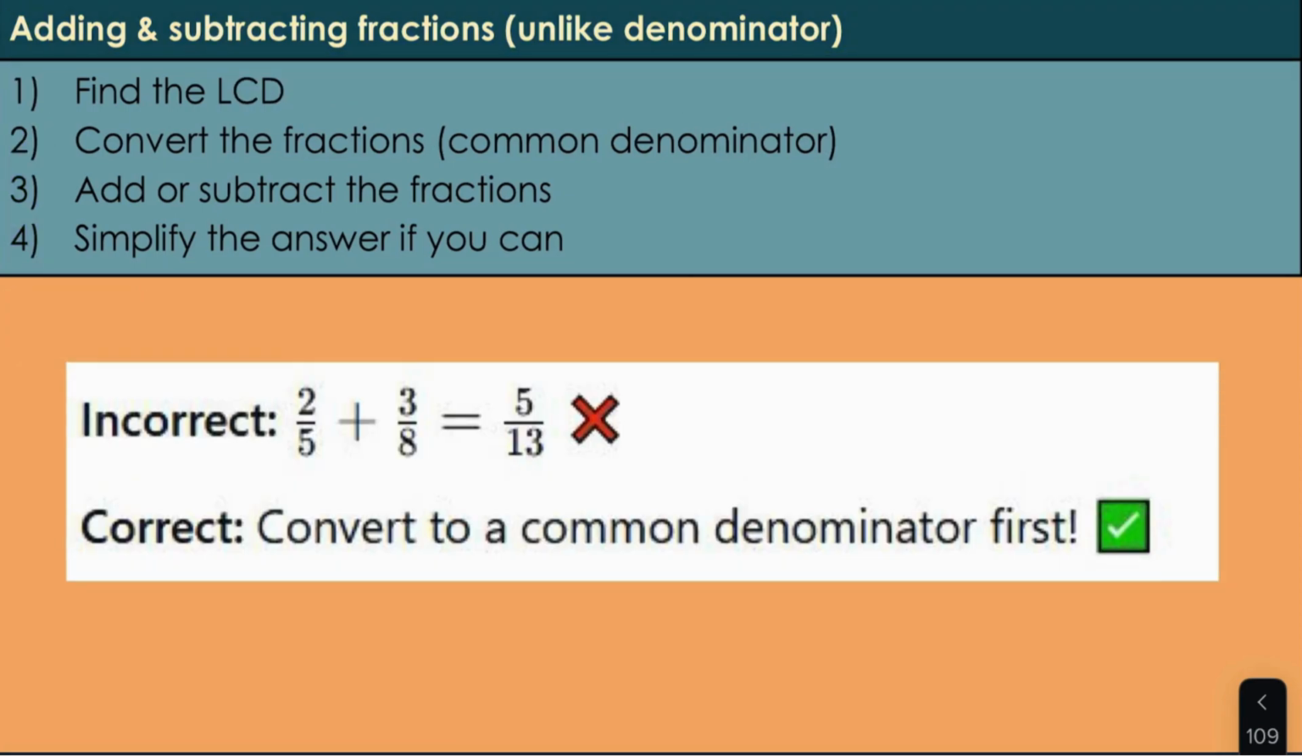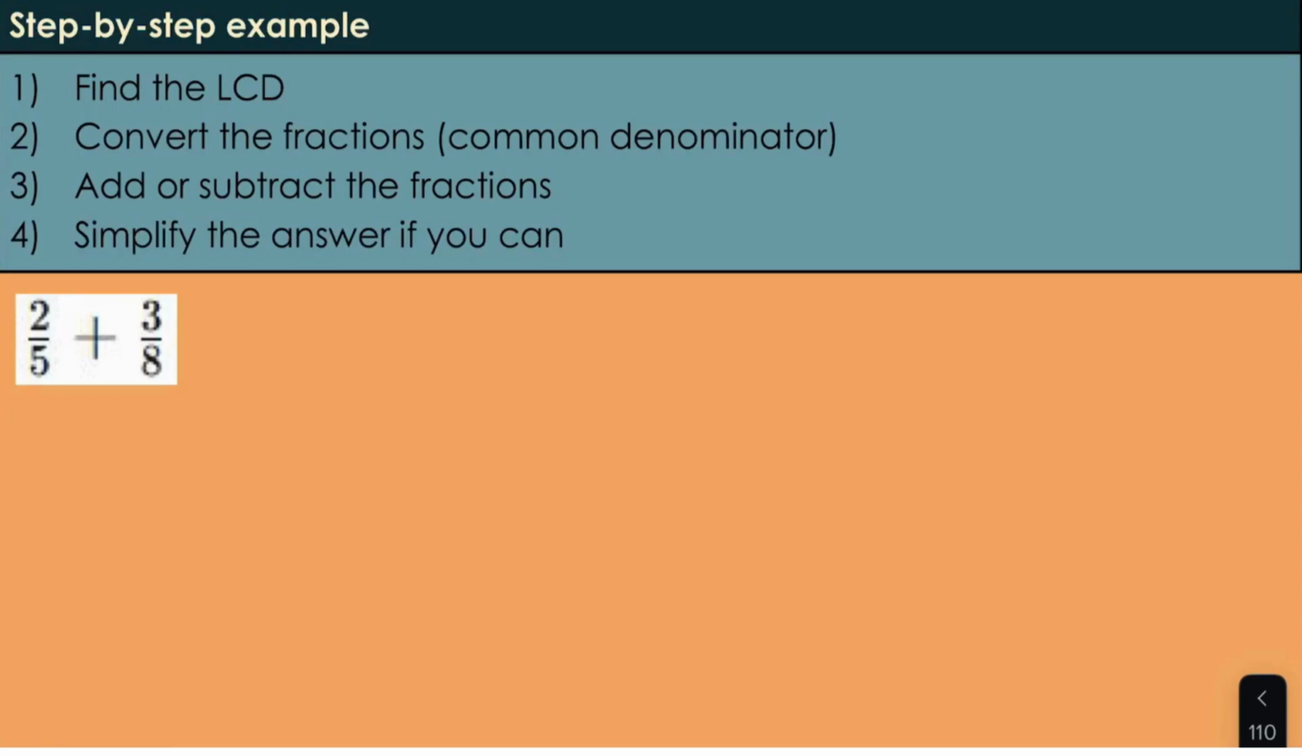Now, as you can see, this is the incorrect way of doing it. We have different denominators at the bottom, and even worse, this student simply added the 5 and 8 and got the 13. That is not how we add fractions with unlike denominators. To remember, we always convert to a common denominator first. So let's follow our steps.